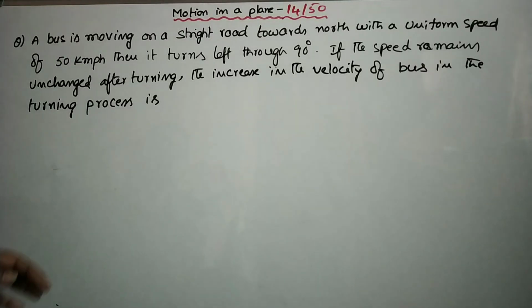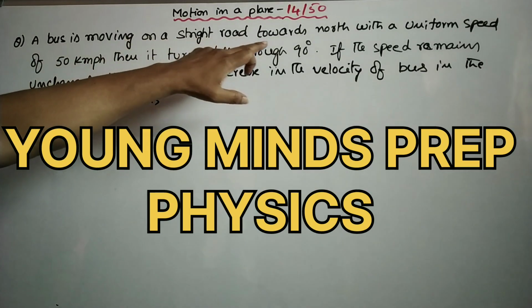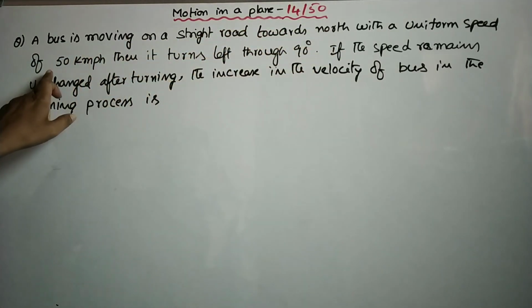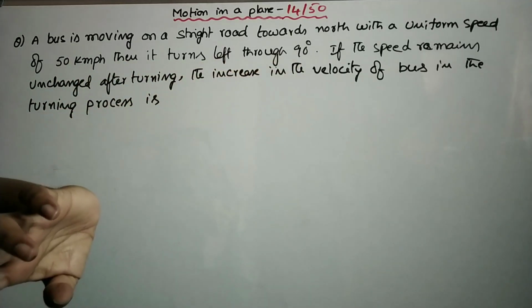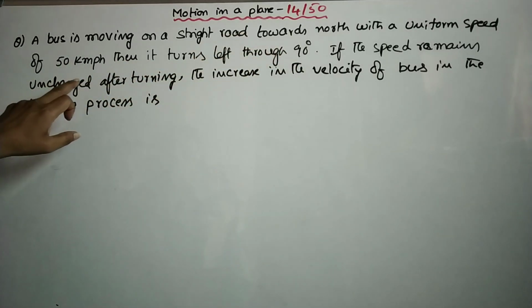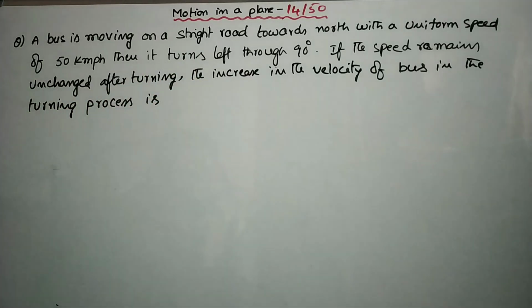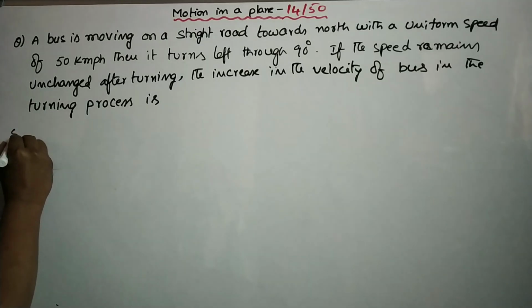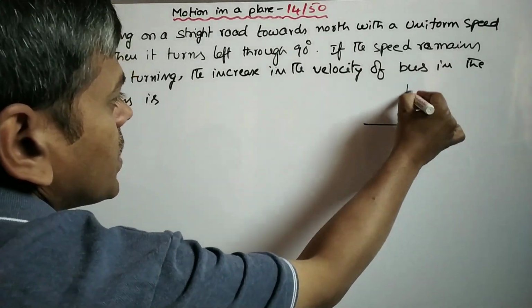Welcome to Young Minds. The 14th question in the motion in a straight line, motion in a plane lesson is: a bus is moving on a straight road towards north with a uniform speed 50 km/h. Then it turns left through 90 degrees. If the speed remains unchanged after turning, the increase in the velocity of the bus in the turning process is? It is better to do this while drawing the diagram.